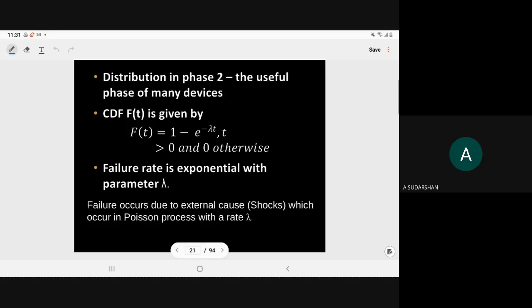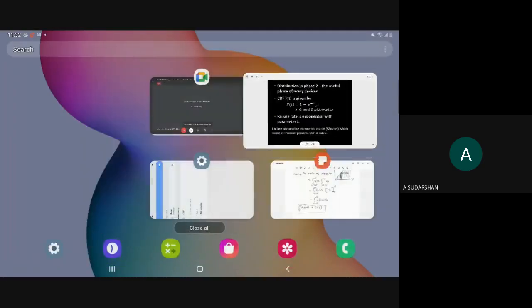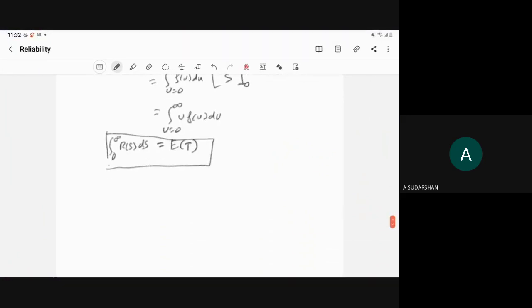The exponential distribution explains the distribution of the failure time in phase 2. The exponential distribution is suitable for describing the useful phase of the bathtub curve. It describes the useful phase of the device or the system. So let us assume t is the time to failure.